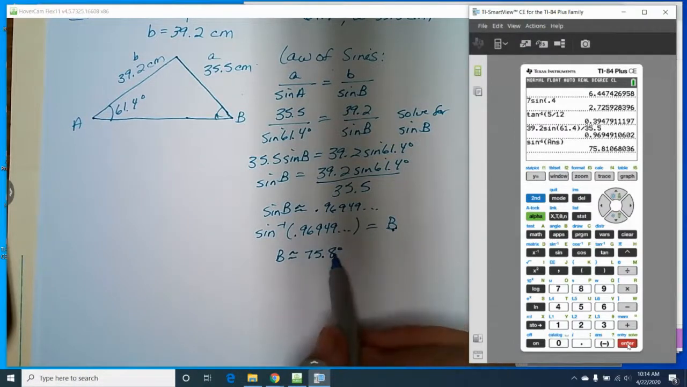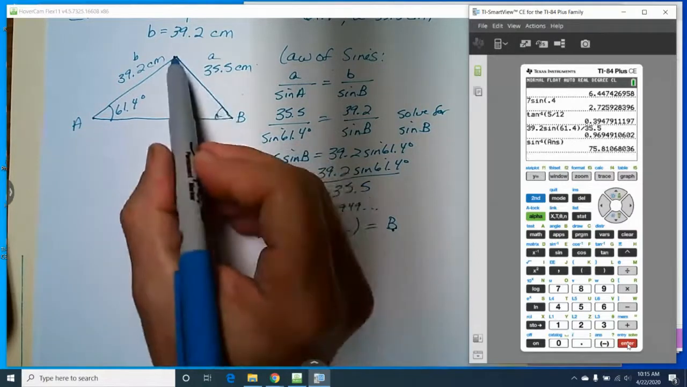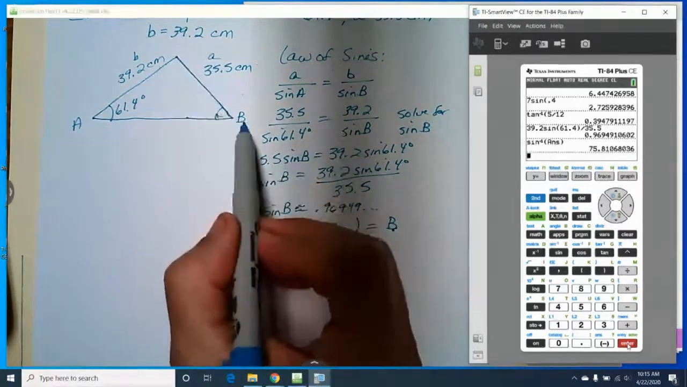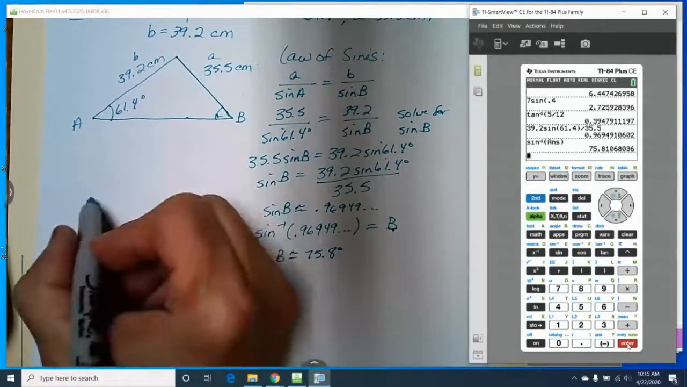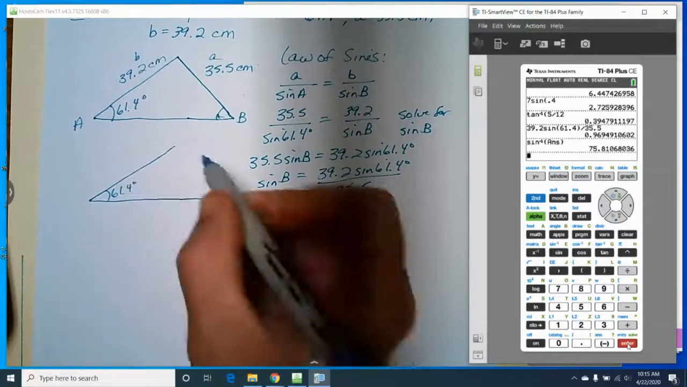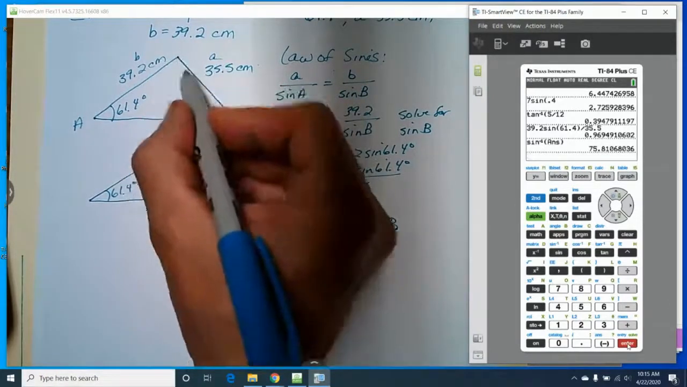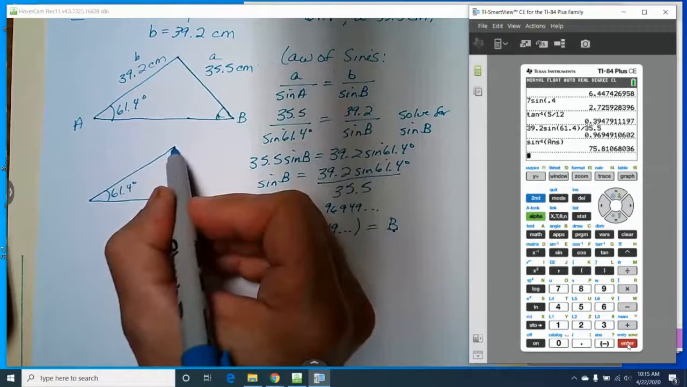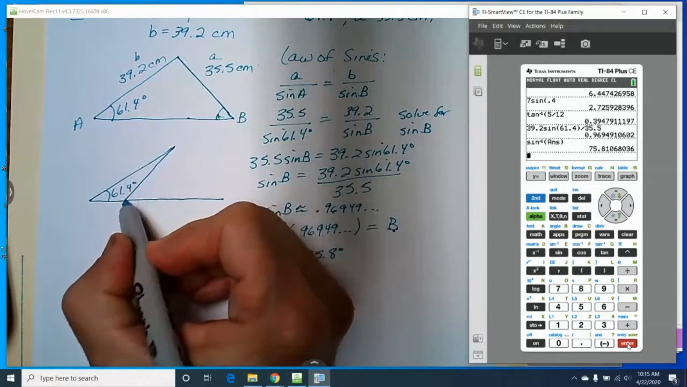Since we did get an angle here, that means we either have 1 triangle or 2 triangles, and we need to figure out which one of those 2 situations we have. The way I drew this up here, side A was going out this way, but it's also possible that we could have another triangle. So it's possible that the A, instead of swinging this way, it could be coming back this way like this.